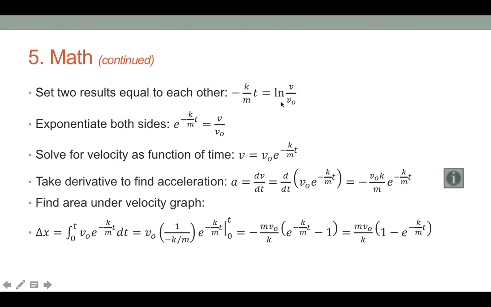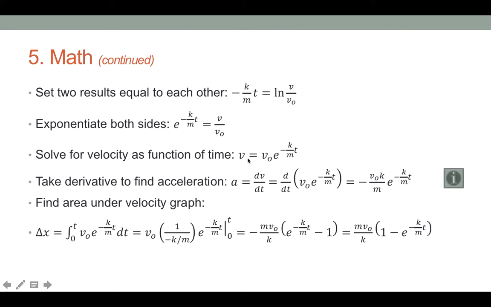We're going to set the two integrals equal to each other. So we have minus k over m times t equals the logarithm of v over v0. And we're going to solve this equation for the velocity v as a function of the time t. We're going to do that first by exponentiating both sides, raising them both to the power e. So this side right here just becomes e to the minus k over m times t. On the other side, we're going to have e to the logarithm of v over v0. Well, that's just a function and its inverse, so that just becomes v over v0.